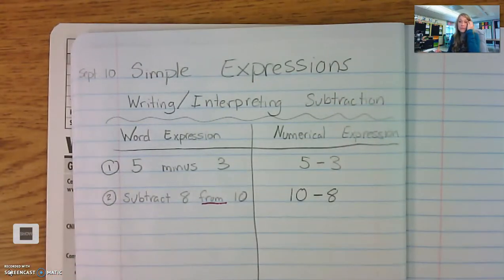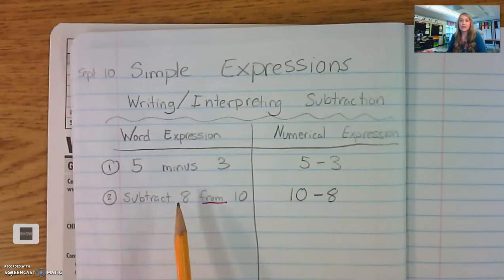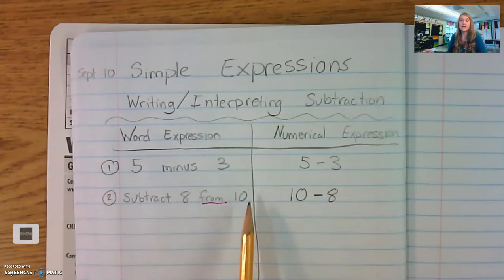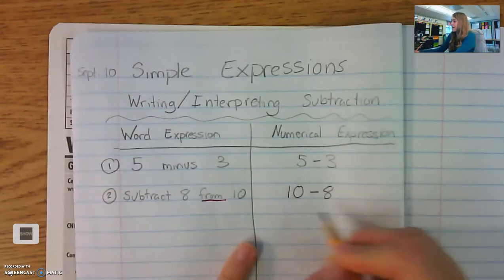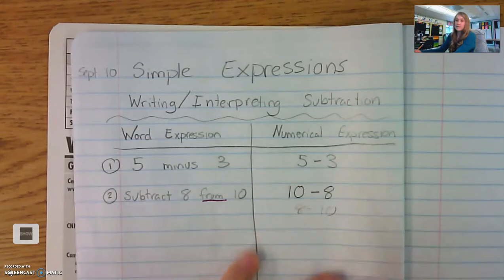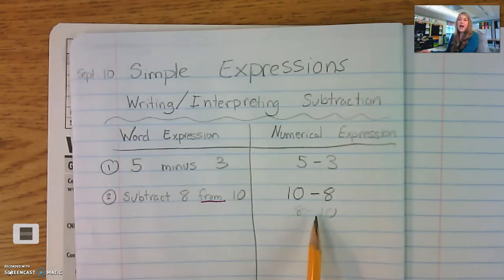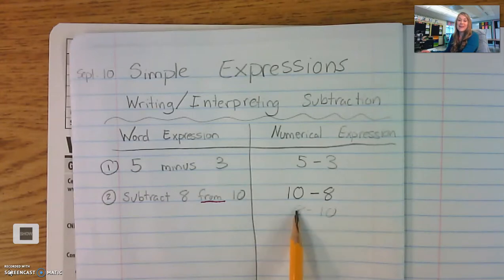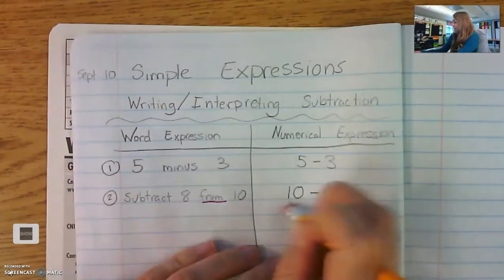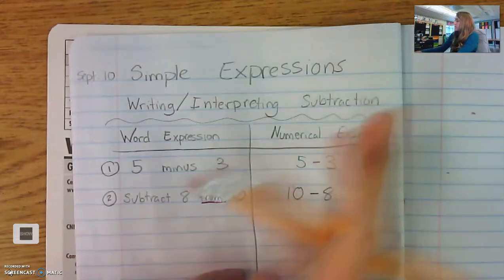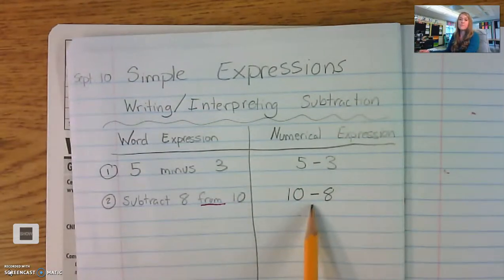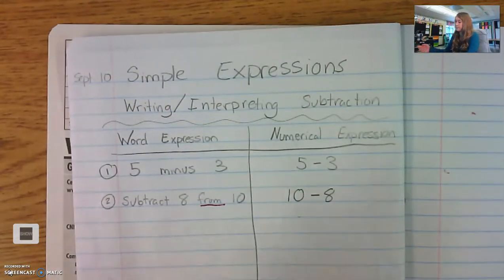This gets a lot of students confused. When they see something like this, they see the word subtract and they see the 8 in front of the 10, and so they want to write it like that. That we cannot do because this is subtracting 10 from 8. And we need to subtract 8 from 10. So that from tells us, write it backwards from the way we see it.